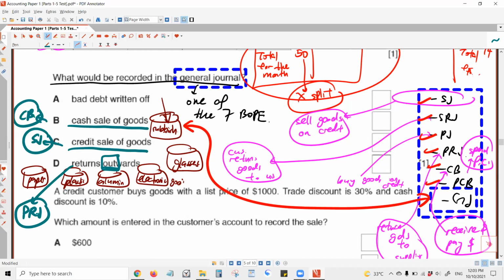So which is the answer? The answer is A. A is about bad debt, or we call it irrecoverable debt. It cannot be recorded into any other book of prime entry. You only have one option, which is the general journal, the last dustbin. So the answer is A.